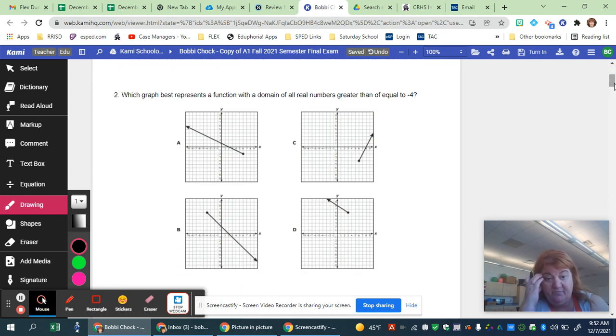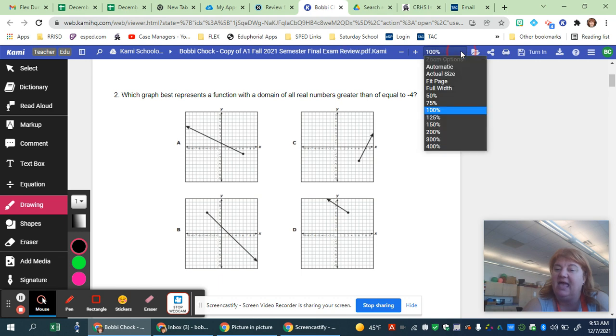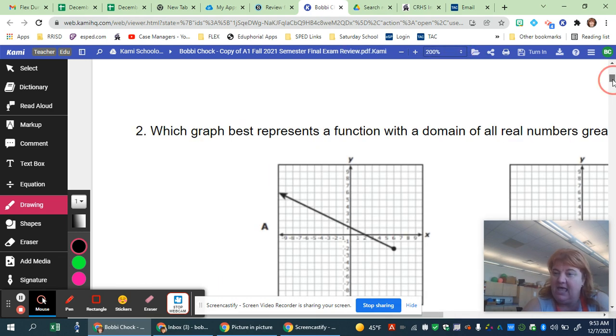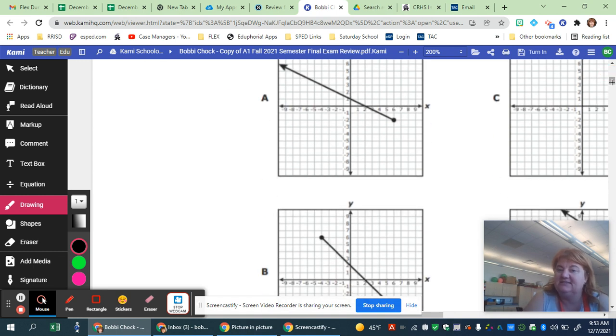Which graph best represents a function with a domain of all real numbers greater or equal to -4? So remember, domain is looking at the x-axis. So let's make these bigger. And we're going to look for a -4 on the x. No, it wouldn't be this one.